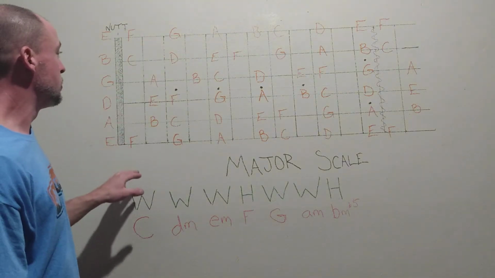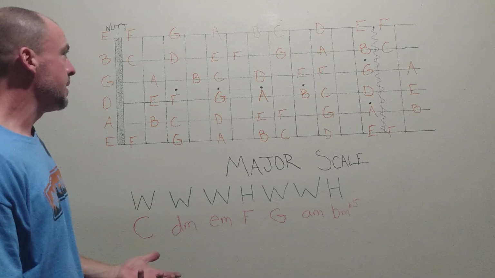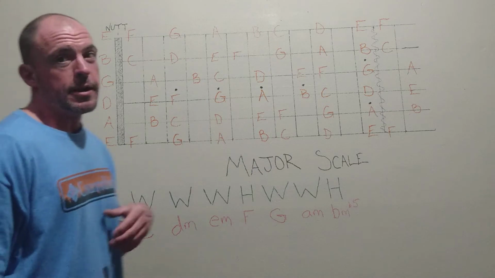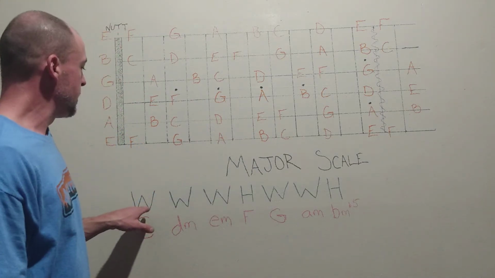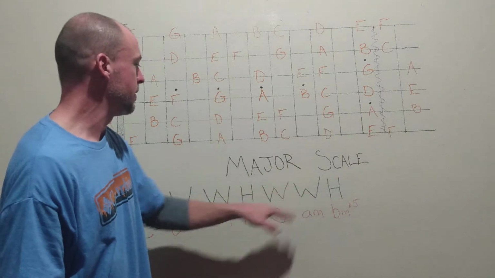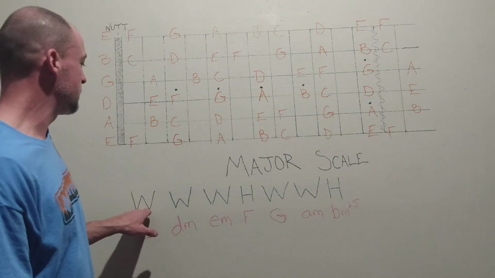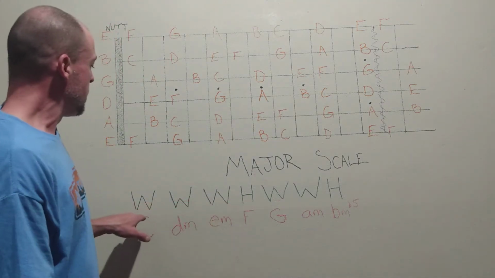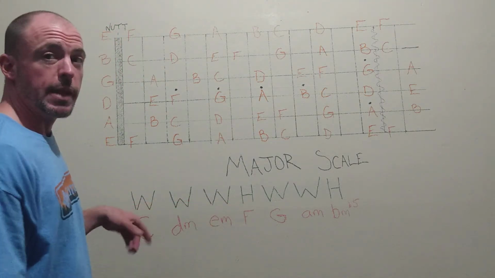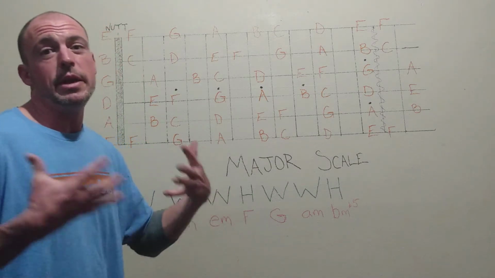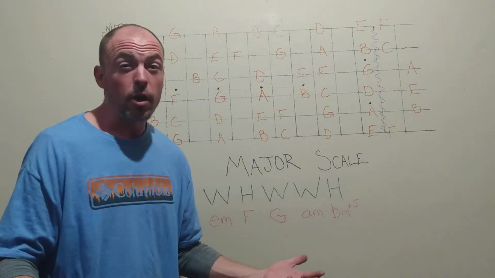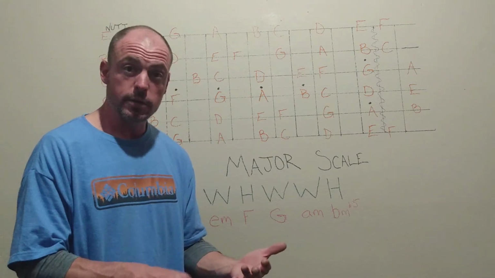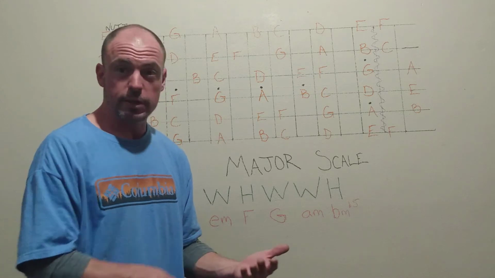Applying that in the major scale formula, you'll see that there are some wholes and some halves. The W is a whole step, and the H is a half step. So there are a series of notes that make up a scale. And the major scale is the basis of all music theory. Everything is built off of the major scale. Chords, minor scales, blues scales.